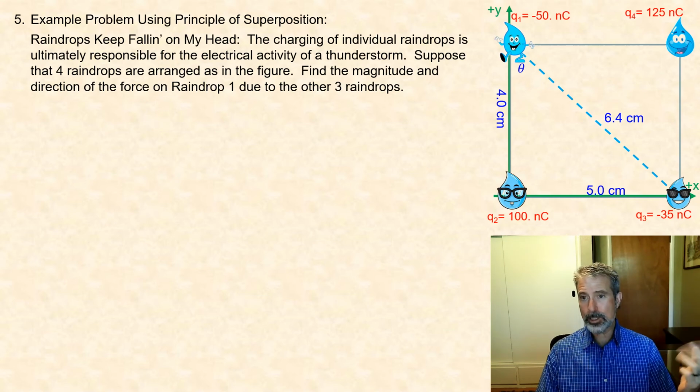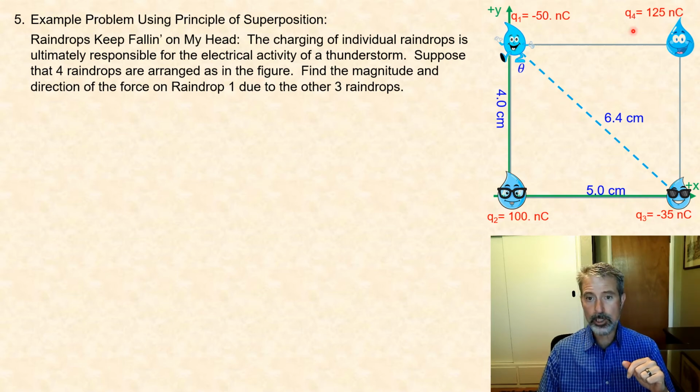It looks like we have a silly one, a happy one, a cool one, and each of these raindrops has a charge. The charge is given. Notice that raindrop 1, given by charge Q1, is negative. Raindrop 2 is positively charged. Raindrop 3 is negatively charged. Raindrop 4 is positively charged.